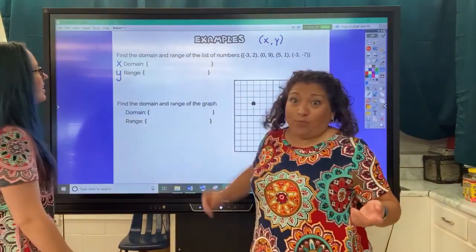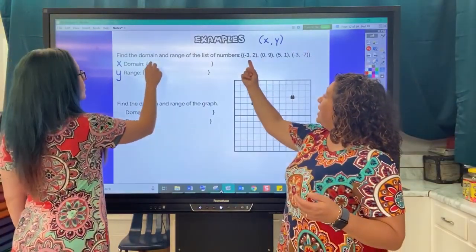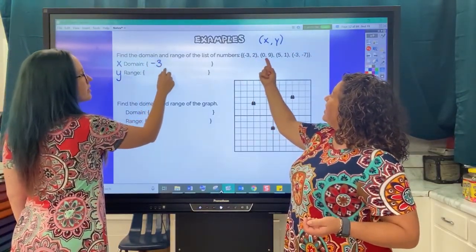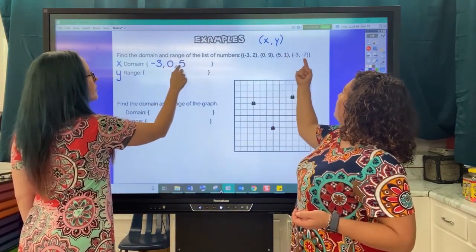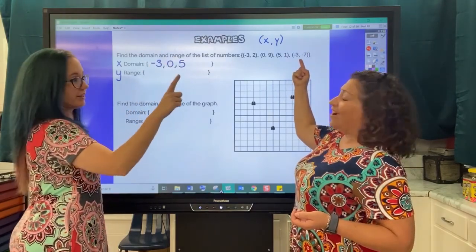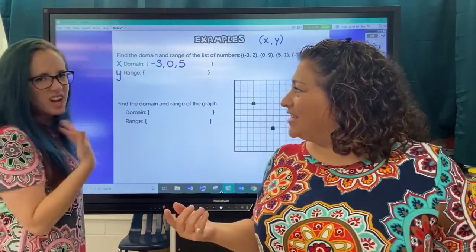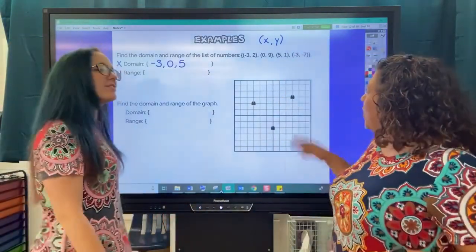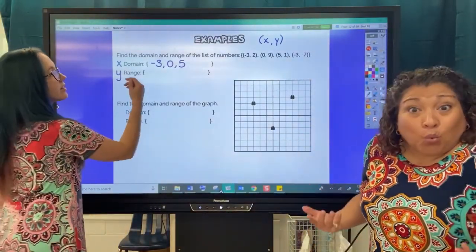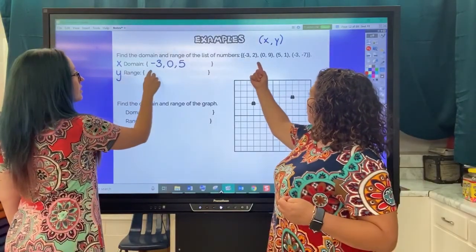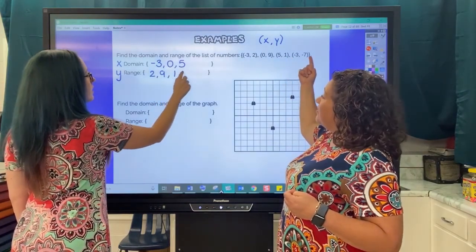So you draw a curly bracket at the beginning of domain, and then you start to put in X values. The first X value is -3, the second X value is 0, the third is 5, and the fourth is another -3. Do we have to repeat the same number when listing domain and range? We don't. So we've already gotten the -3 there. We're not going to put it down again. Now we're going to do the Y, which is the range, the Y values. So we've got a 2, a 9, a 1, and a -7.